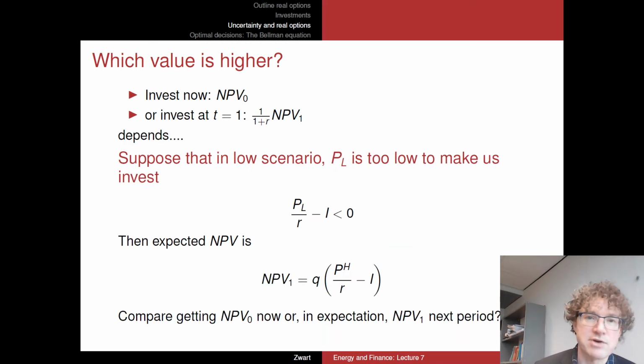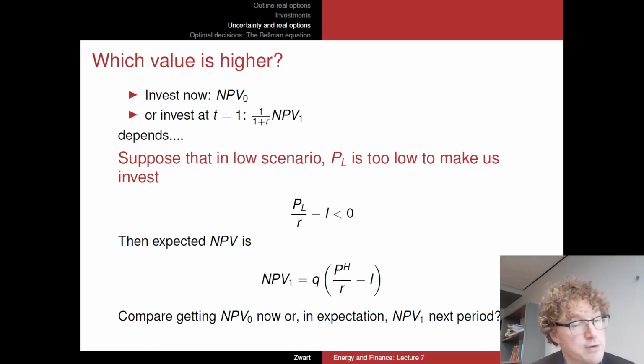So the more interesting situation, of course, is when the low scenario is too low to make us want to invest. So suppose that indeed this PL, this low price, is so low that actually PL over R, the value of the cash flows in the low scenario, minus I is actually negative. So what does that mean? When we end up in period 1 and we see that we end up in the low scenario, we're just going to do nothing.